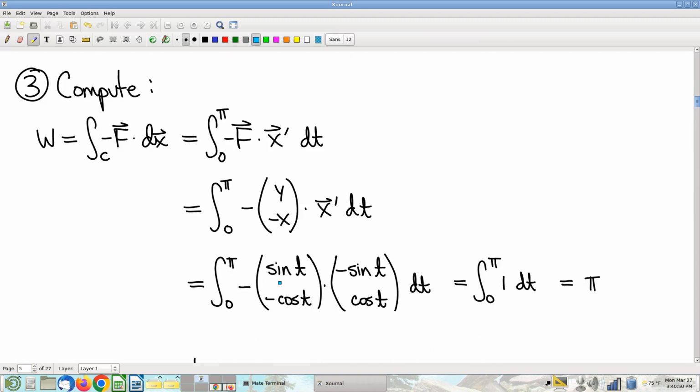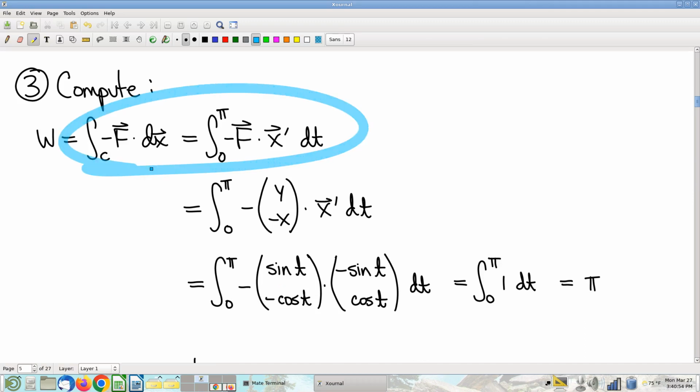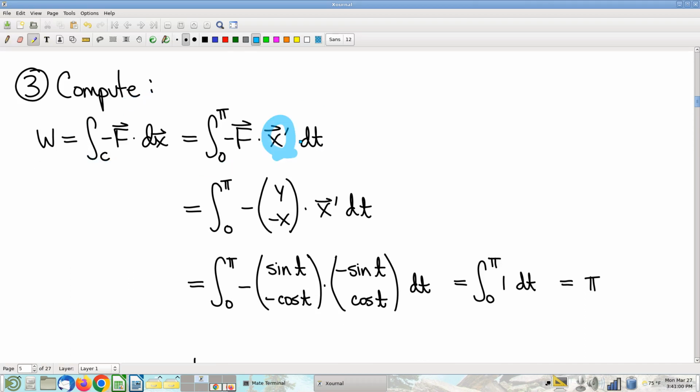Okay, and now it really is just a matter of plugging it all in. Here's our formula, established on the previous page. We computed x prime a little ways back, at the bottom of the previous page. We were given this formula for f right here. That was in the statement of the question.